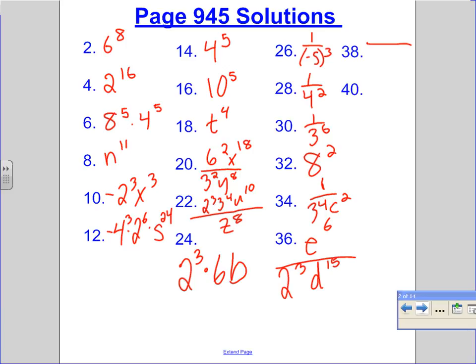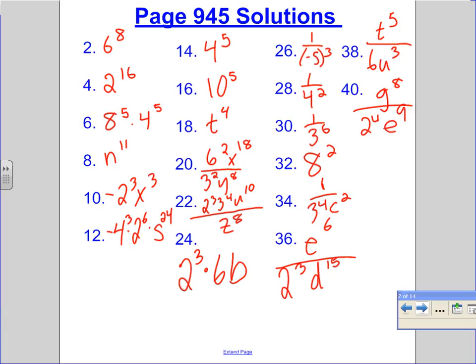Very close. Sam, do you have something different for 38? Yeah. Haley, the only little thing there was that 6 was to the first power, so leave that where it is. Alan, do you have 40? No? Will? Good job. All right, there's all the answers.